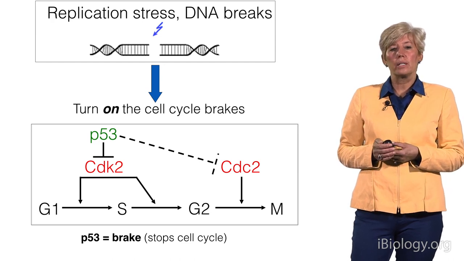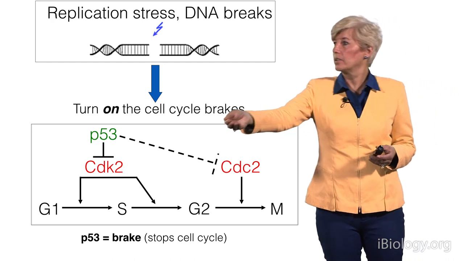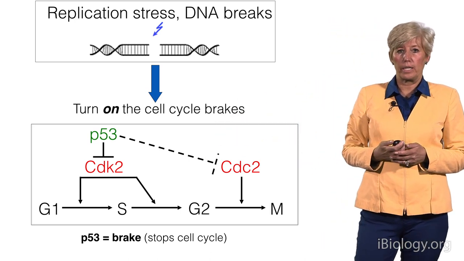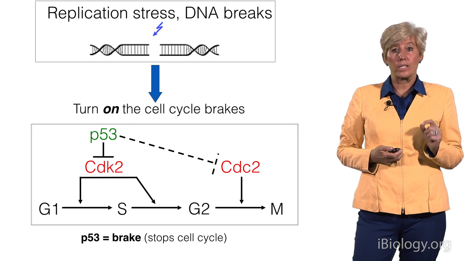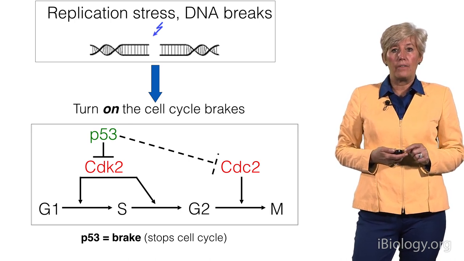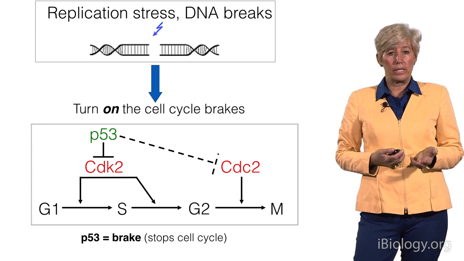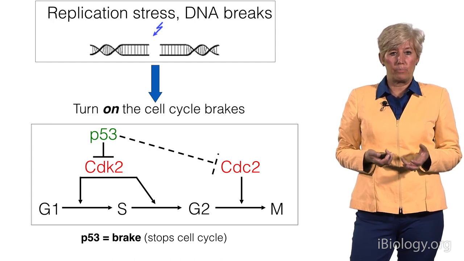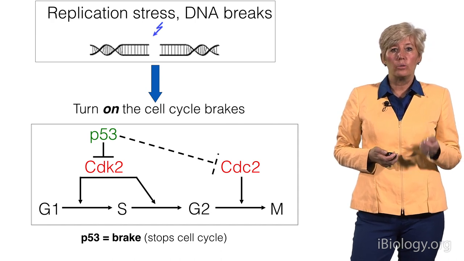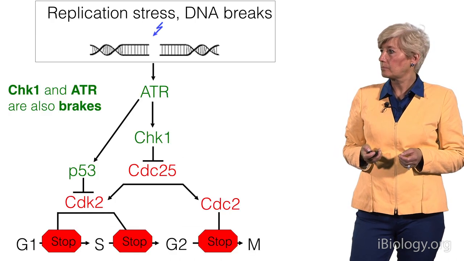One of the most key brakes of the cell division cycle is the P53 tumor suppressor protein. This protein is a transcription factor. It activates several genes, and these genes then encode proteins which are effectors of P53. And they then interact with the CDKs to inhibit their activity.